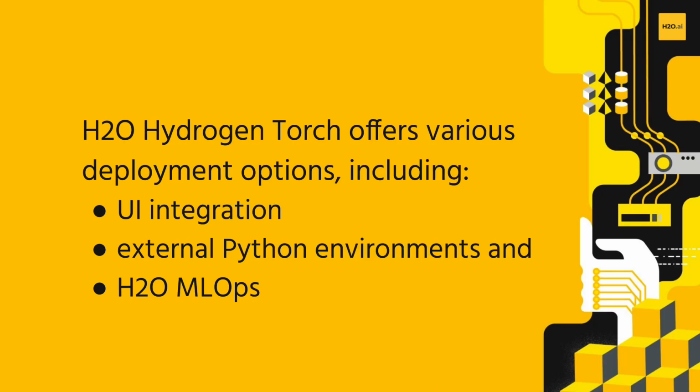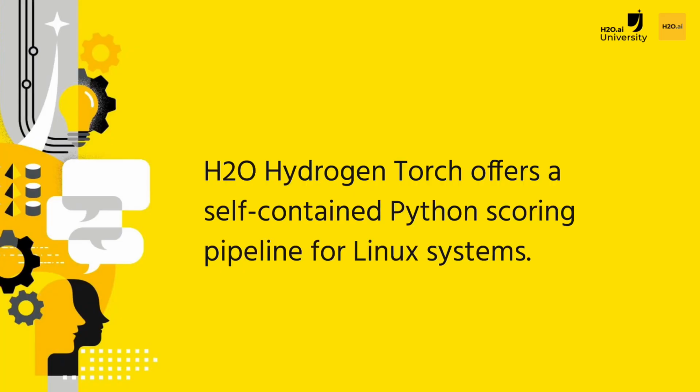Finally, in the concluding step, deploy your built model for practical use in relevant applications. H2O Hydrogen Torch offers multiple deployment options, including the user interface within the tool itself, external Python environments, or H2O MLOps. It's important to note that H2O Hydrogen Torch provides a standalone Python scoring pipeline that operates exclusively on Linux-based systems.